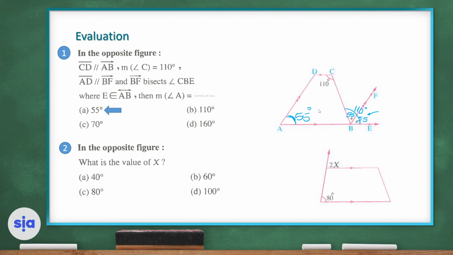Question 2. In the opposite figure, what is the value of x? The 2x and the 80 are corresponding angles, so they're equal to each other. So 2x equals 80, then x equals 40. So the right answer for question 2 is choice A.